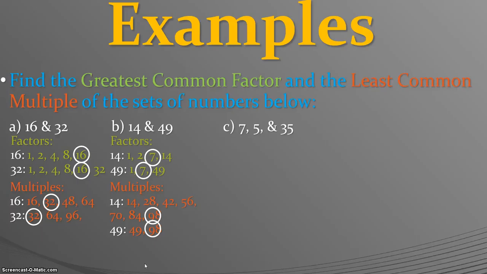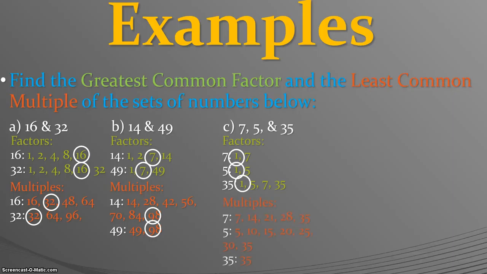Now this time we have three numbers, 7, 5, and 35. So we're going to look at the factors of all three. 1 and 7 both divide 7. It's prime. 1 and 5 divide 5. It's also prime. 35 is 1, 5, 7, and 35. But the largest one that divides them all is 1. So the greatest common factor here is just 1.